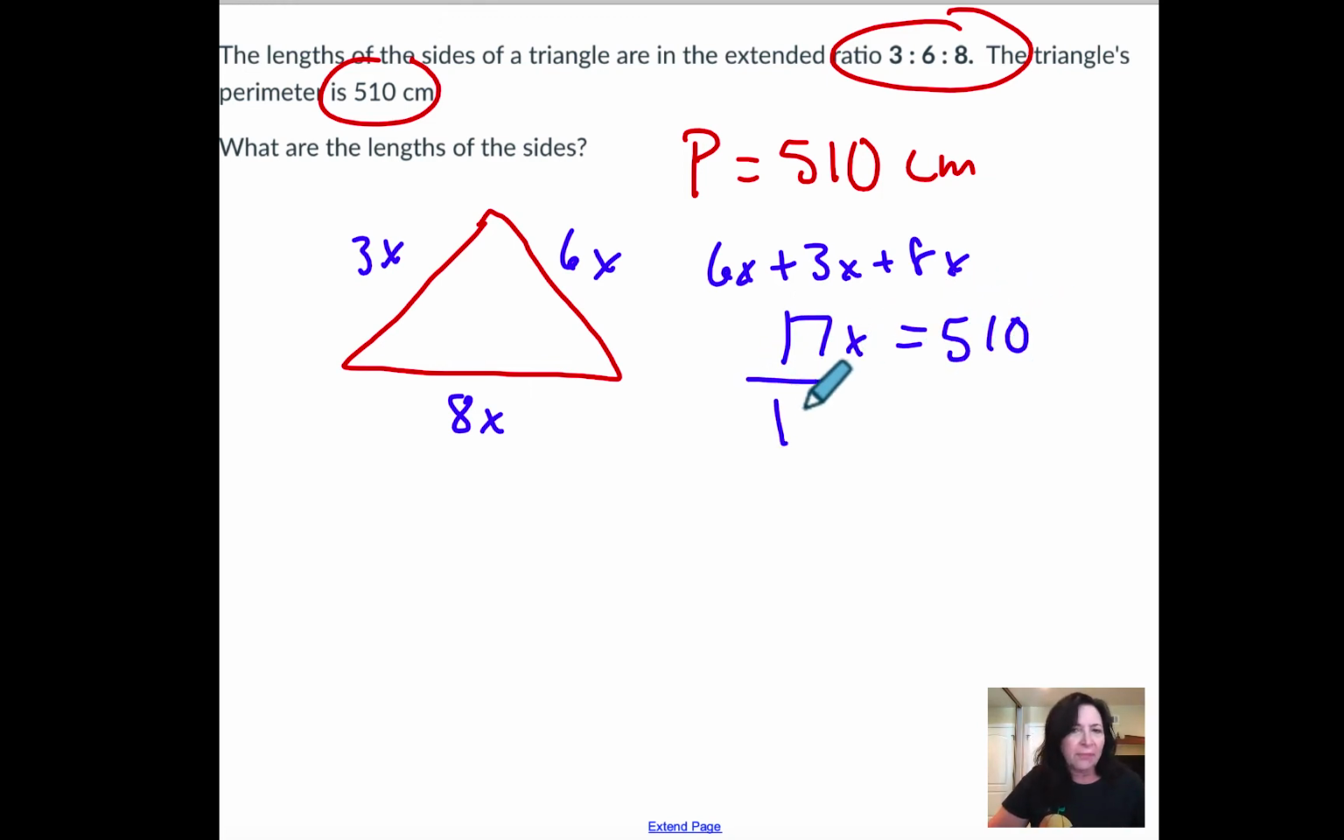And I'm going to divide both sides by 17, and I'm going to get my value for x. So I'm going to go 510, yes, I'm using my calculator, divided by 17, and I get 30. So x is equal to 30.